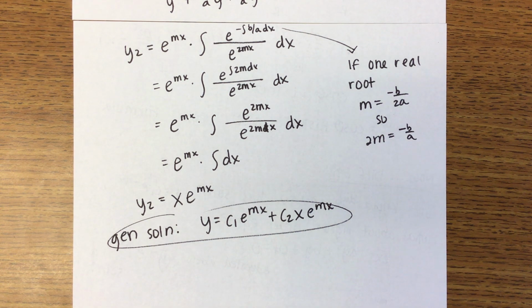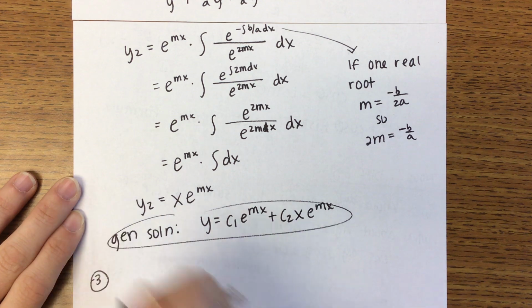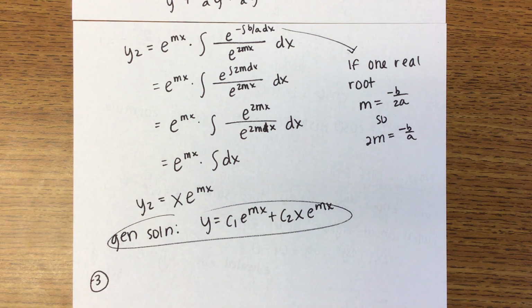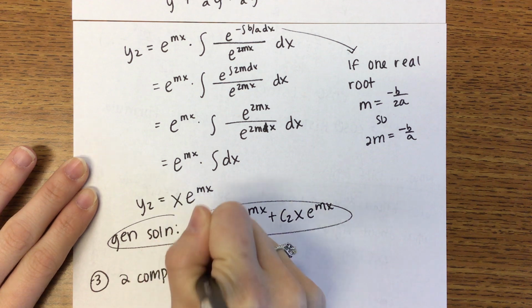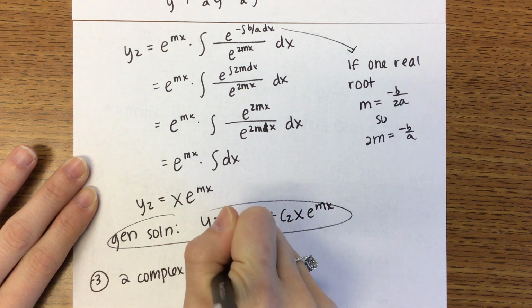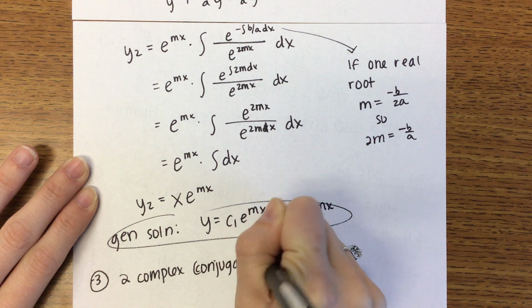I don't expect you to go through the derivation for every case. If I were you, I would just memorize them. So just memorize these three cases. What case have I not talked about so far? When we have two complex roots. And it's important to remember that they will be conjugates.